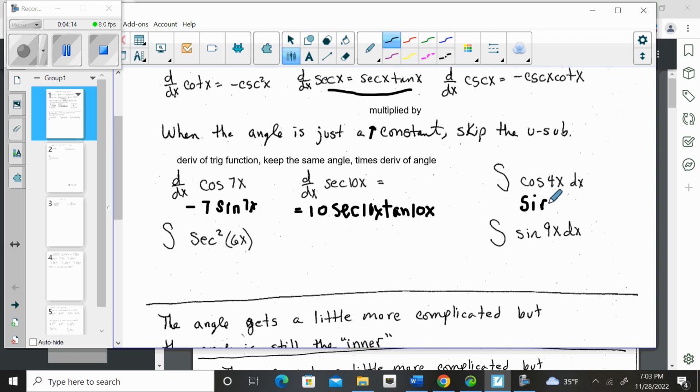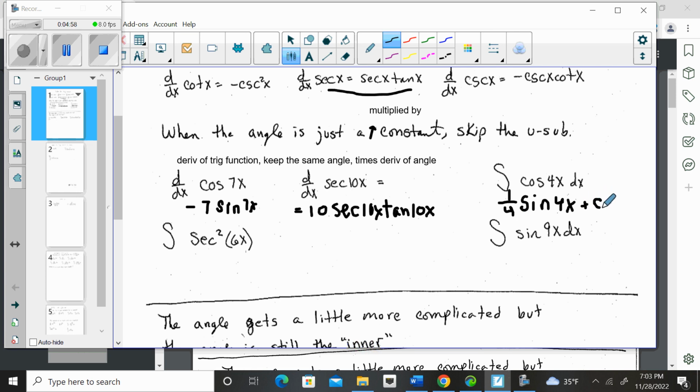And again, the angle is going to stay the same. Now, I could have let that angle be u, but I'm not going to do that because I don't need to. I'm smart enough to not need u substitution here. Okay, what's going to happen with the 4? Remember when we were taking the derivatives, right? The 7, the 10 ended up in front. What happens when we're doing the reverse process? What happens to the 4? Does the 4 end up in front? I hope you recall that it is the reciprocal of the angle's constant. And then of course don't forget plus c.